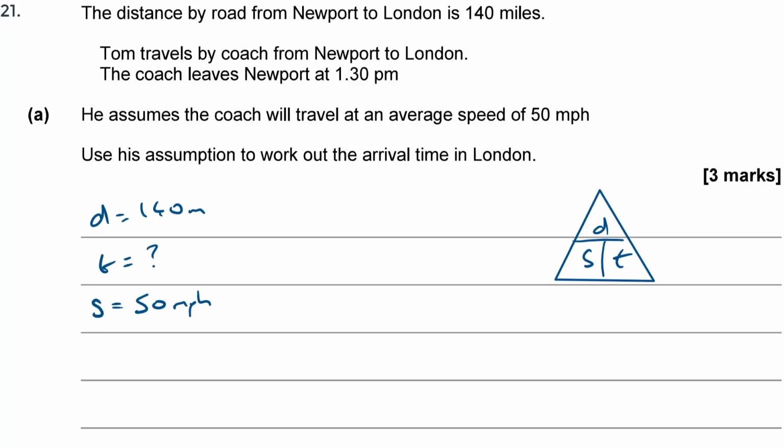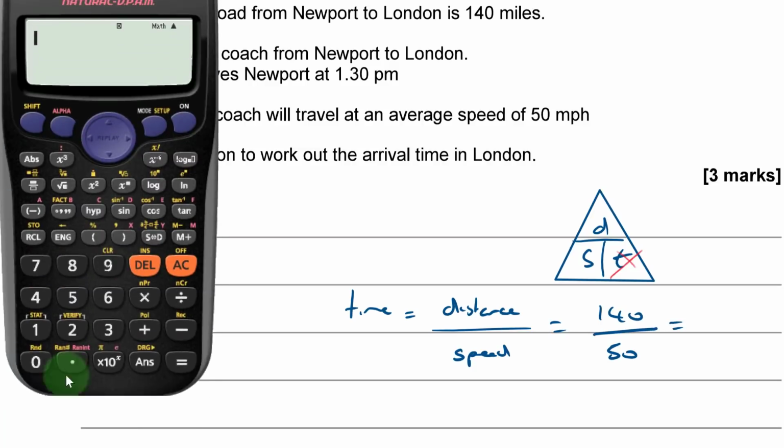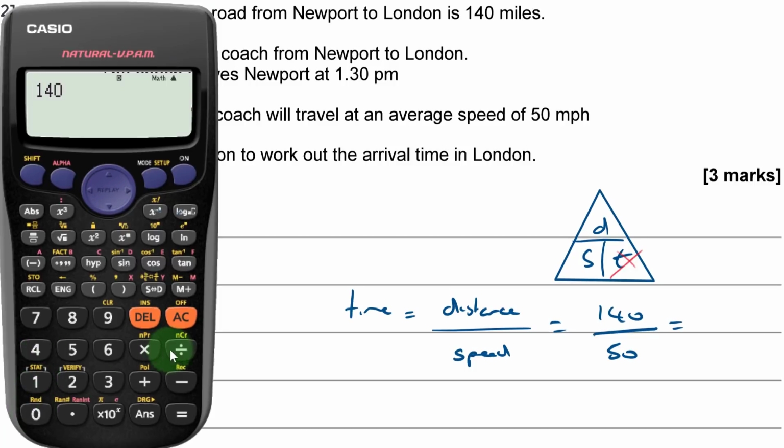Okay, so the one I want to find is t. So kind of putting your thumb on top of the t, it tells you what to do with the other two. Time is equal to distance divided by speed. So time taken is equal to distance travelled divided by average speed, which is 140 miles divided by 50 miles per hour, which gives me 140 divided by 50. It's giving me 2.8.